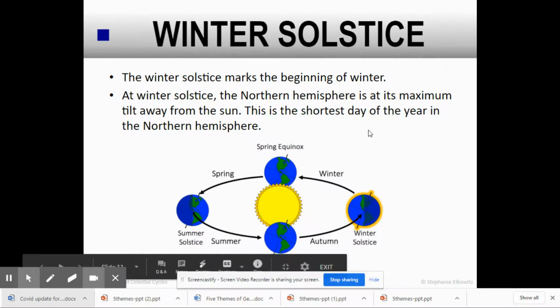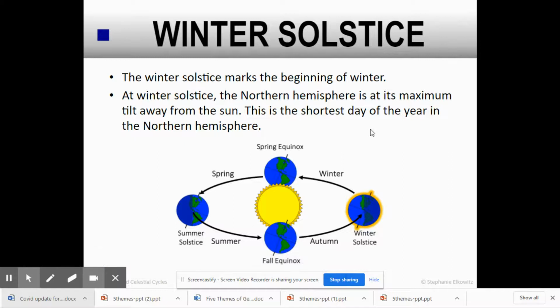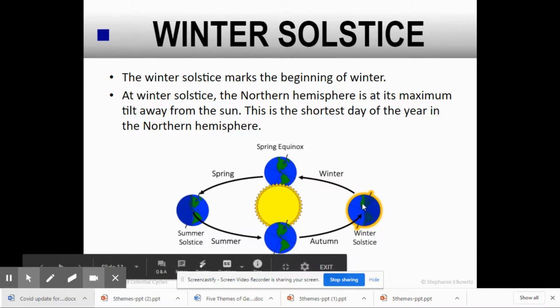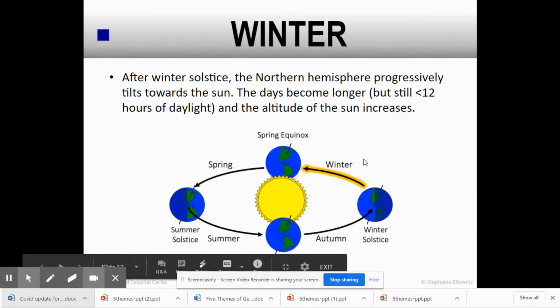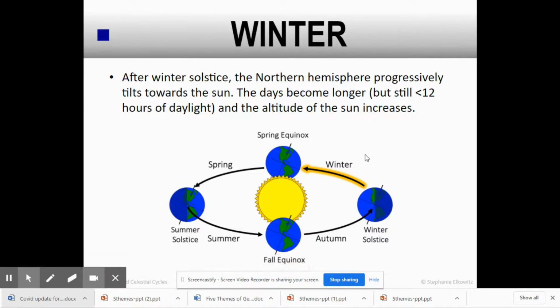Then as we get to the winter solstice, that's the beginning of winter. At winter solstice, the northern hemisphere is at its maximum tilt away from the sun. That's when we get our shortest day of the year in our northern hemisphere. And it brings us to winter. After winter solstice, the northern hemisphere progressively tilts toward the sun. The days get longer, but we're still getting less than 12 hours of daylight, and the altitude of the sun increases.